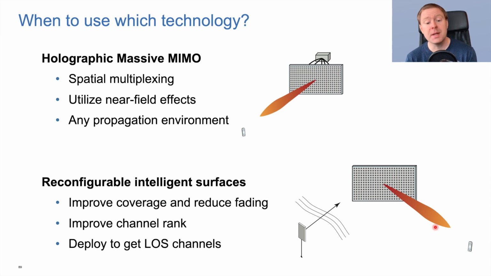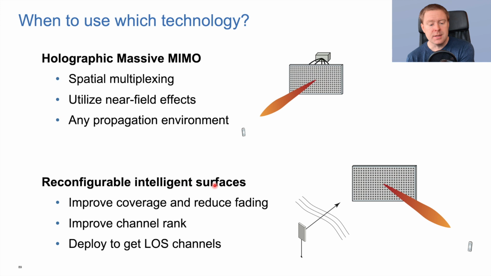So when should we use which technology? I would say holographic massive MIMO is really the great thing in order to spatially multiplex many users and utilize near field effects, where you can multiplex many layers per user using spherical wavefronts, or have the possibility of serving many different users in a rather small area. And it works with any propagation environment, so that's one of the great things. And scattering might even be a good thing for this technology in order to get the richness needed to spatially multiplex many users.